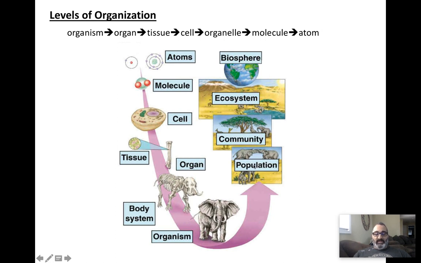A population is one species. That one species becomes an organism. An organism is broken into many different systems. Those systems make up organs. Organs are made out of tissue. Tissue is made out of cells. Cells are made out of these little parts called organelles, and organelles are made out of molecules, and molecules are made out of atoms. Even atoms can be broken down smaller, but this is how life is organized. In this case, I went from big to small.